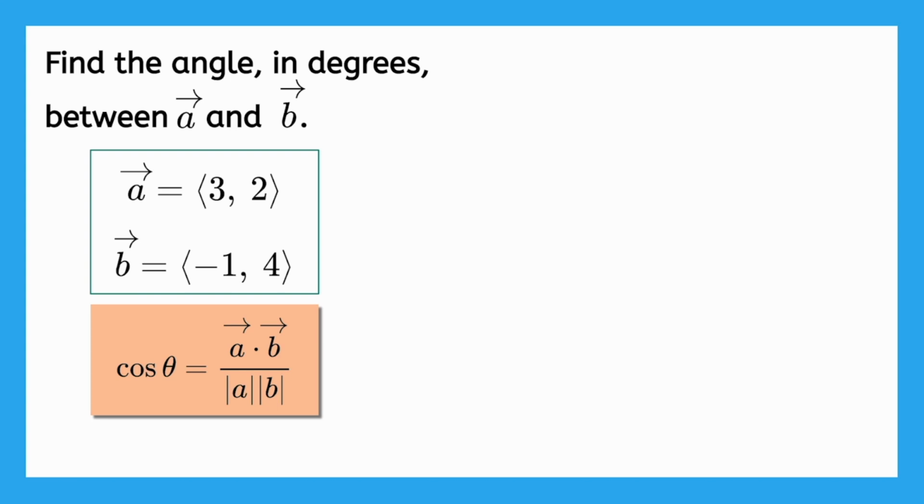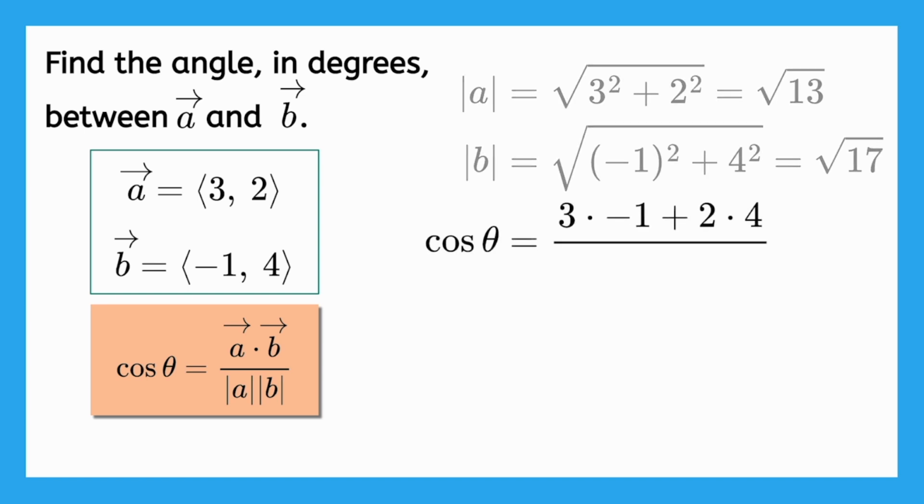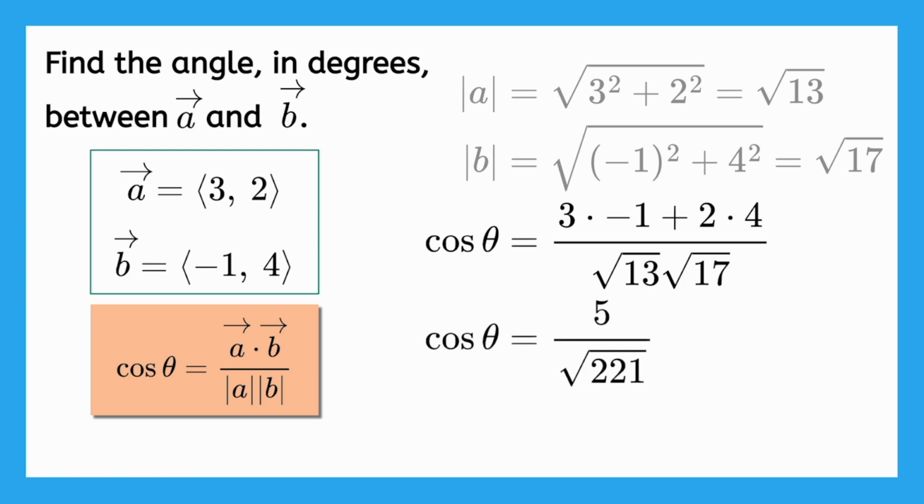First, I found the magnitude of each vector. The magnitude of A is square root of 13, and the magnitude of B is square root of 17. I also know that I'll need to find the dot product of A and B, which will be the sum of 3 times -1 and 2 times 4. The denominator will be the product of the magnitudes, or square root 13 times square root 17. Simplifying this gives me 5 over the square root of 221.